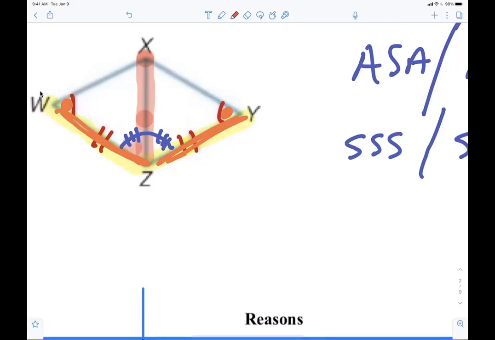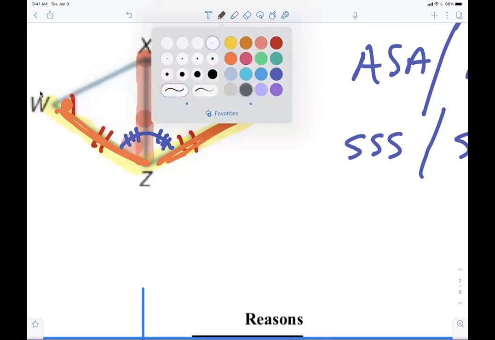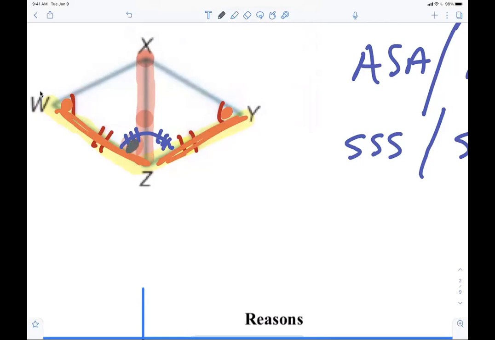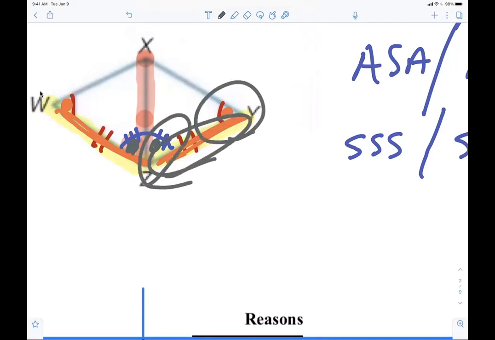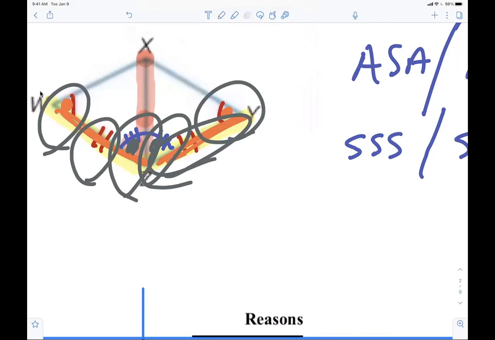Right, because this angle right here is congruent to this angle right there. So I have an angle, a side, an angle, congruent to an angle, a side, and an angle. How do you know that that's an angle? Very good. All right, now we're learning.